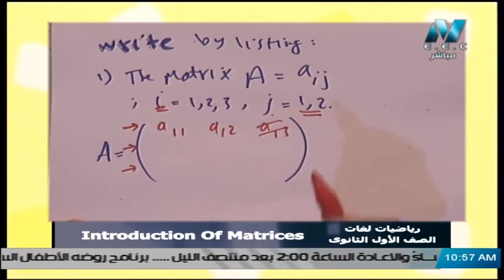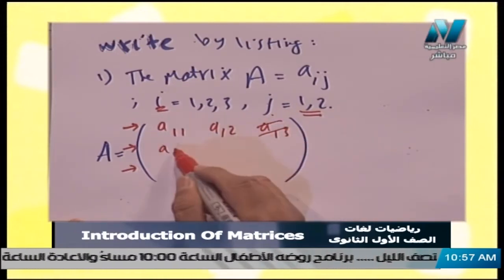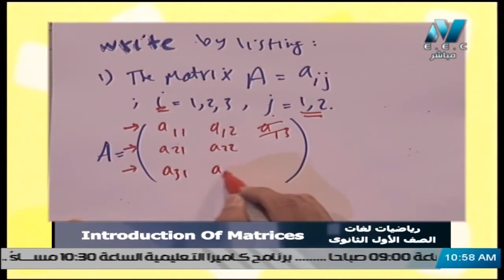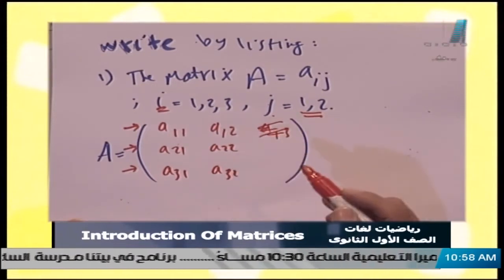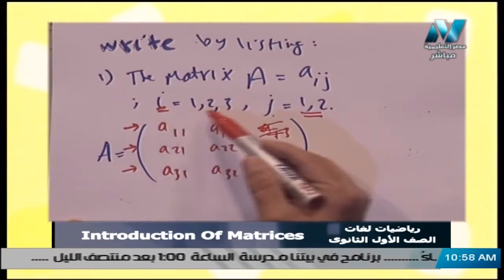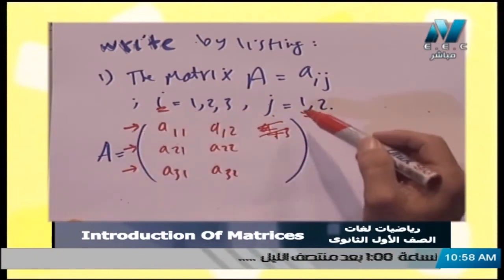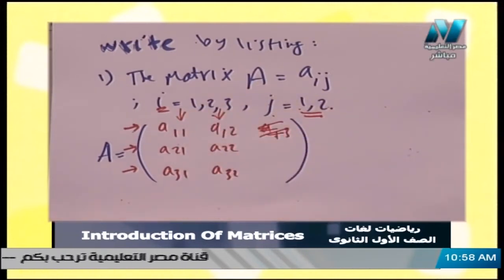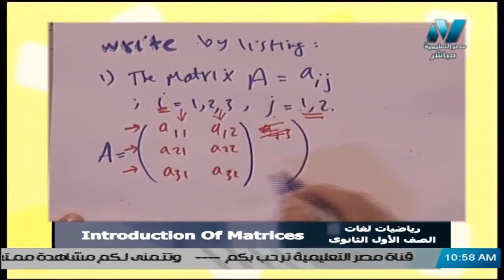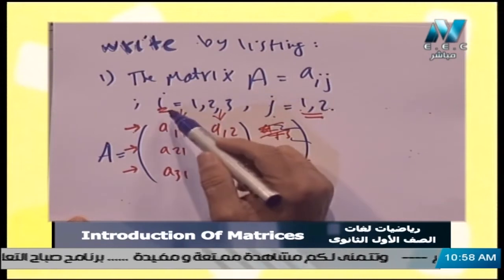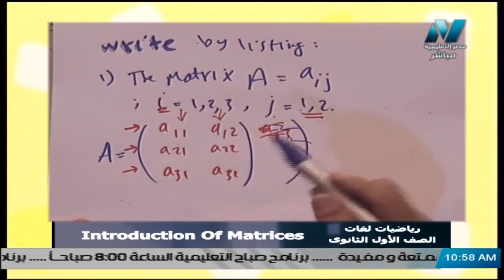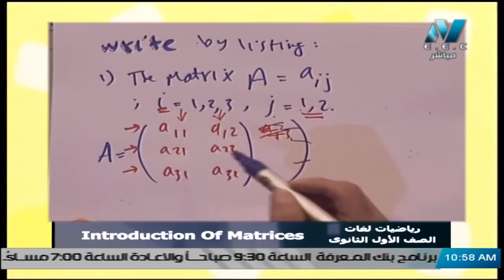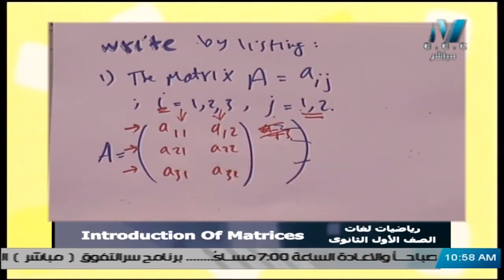Okay, so we will write A11, A12, A21, A22, A31, A32. Why did we cancel that? We canceled that because we have three rows here and only two columns, the first column and the second column. So it will be only this matrix. Okay, we cancel that. So if we have i equal 1, 2, 3 and j equal 1, 2, we write A11, A12, A21, A22, A31, A32.